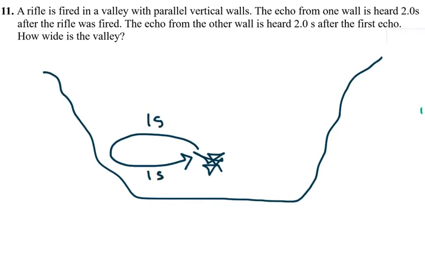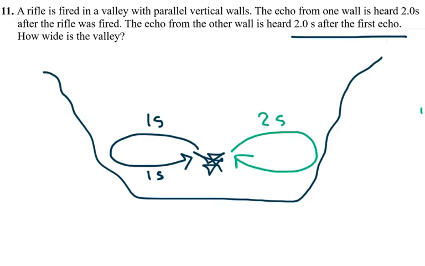The echo from the other wall comes 2 seconds after the first echo. So if for the first echo it took 2 seconds to get there and back, then for this one it's going to be 4 seconds. So the total time there and back is 4 seconds. That means it's 2 seconds there and then 2 seconds back.